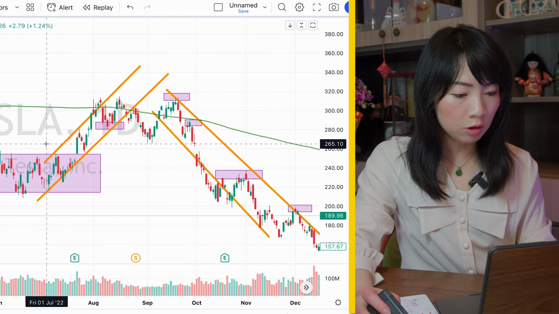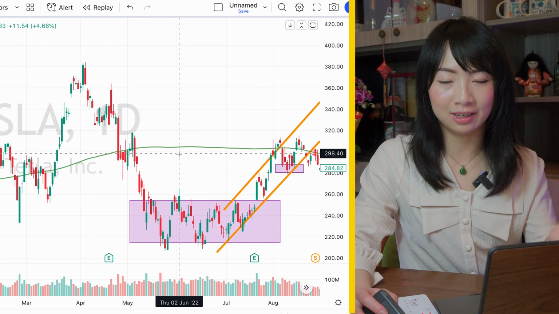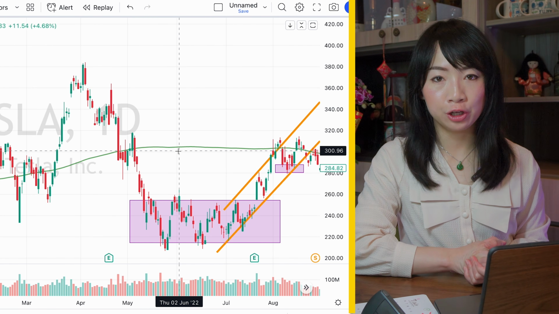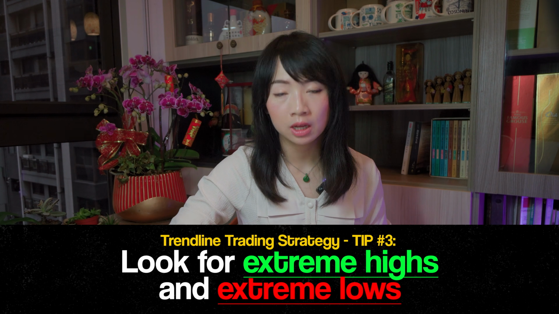Now, if we slide a little bit over on the daily chart using this part of Tesla stock as the example, the next tip I have for you is that you want to look for extreme highs and extreme lows when you are drawing the trend lines. Now, what does extreme highs and lows mean?